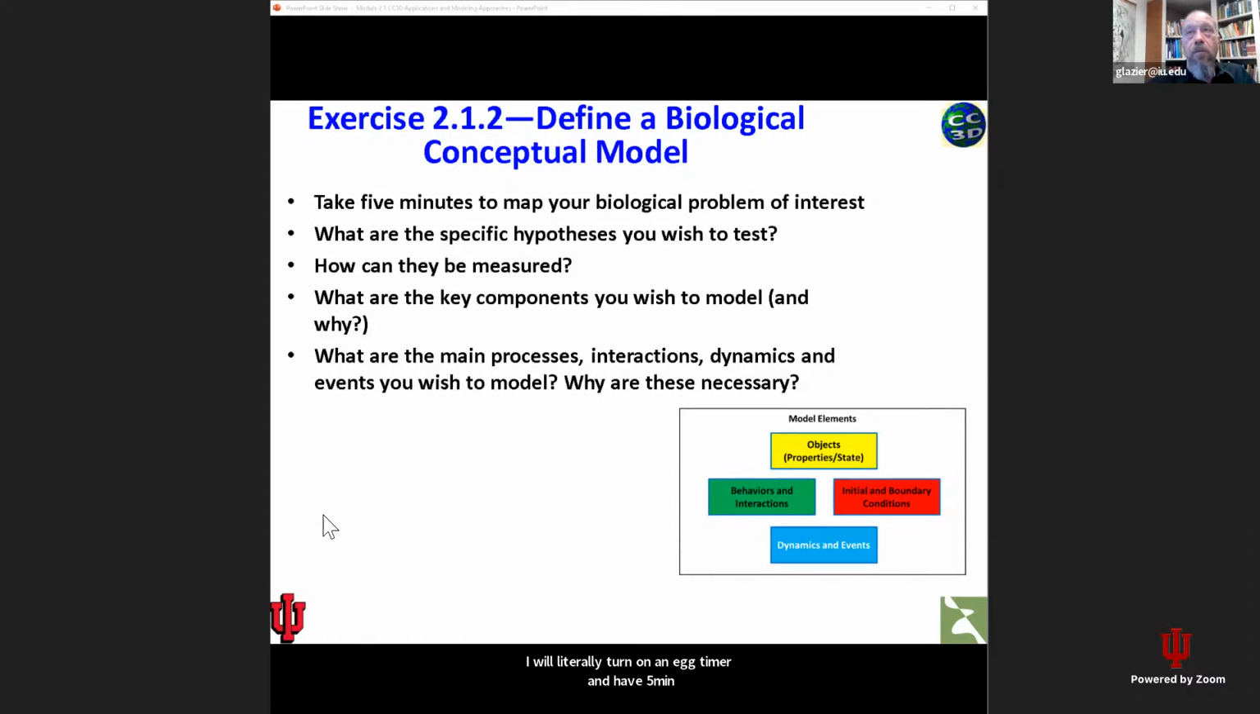I want you to think about what specific hypotheses you would like to test related to that problem. How could you measure the state of the system to determine whether you validated or falsified those hypotheses? What are the key components or objects that you want to model, include in the model, and why? What are the main processes, interactions, and dynamics you want to model? Why do you think they're important? And I'd like everybody to spend 5 minutes thinking about that in the context of your specific problem.